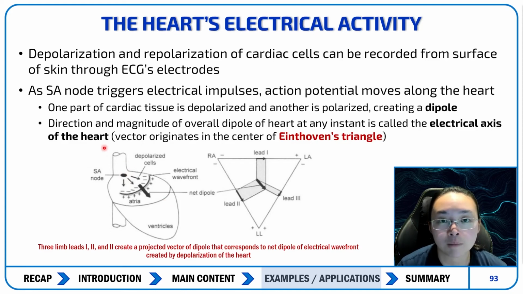The direction and magnitude of that dipole of the heart at any instant is called the electrical axis of the heart. So that net dipole I'm talking about is over here. And that vector is going to originate from Einthoven's triangle.